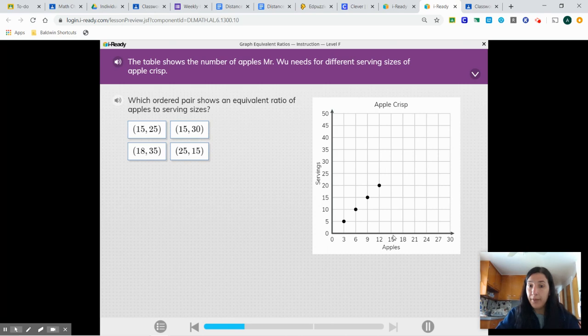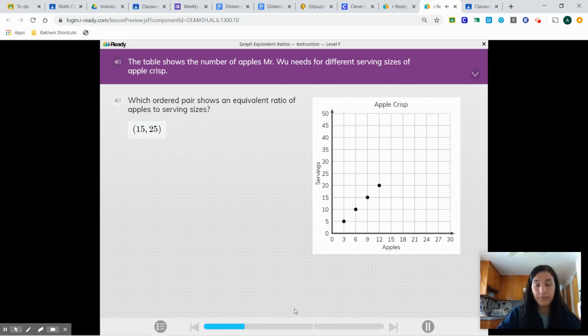So our ordered pair would be 15, 25, which we see right here as our point, (15, 25), and we can go on. The ratio 15 apples to 25 servings of apple crisp is equivalent to all other ratios shown on the graph.